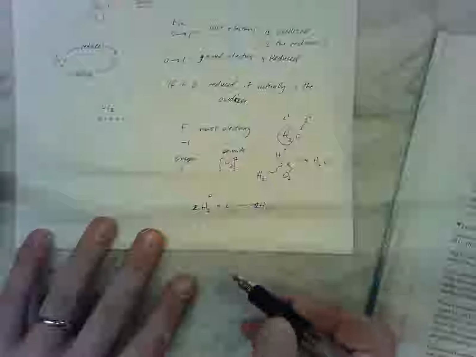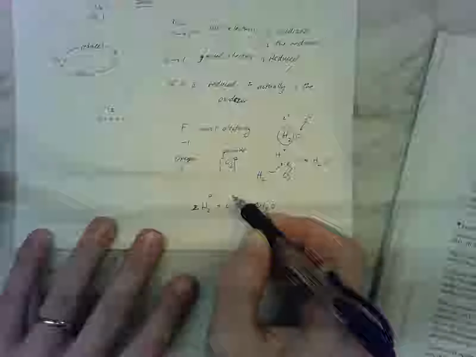Okay, now the oxygens are balanced. 2 oxygens, 4 hydrogens. Let's put 1 right there. Okay, so now we have a balanced equation. What's the oxidation state of this? Well, it's bonded to itself, so it's a 0. Also bonded to itself, so it's a 0.